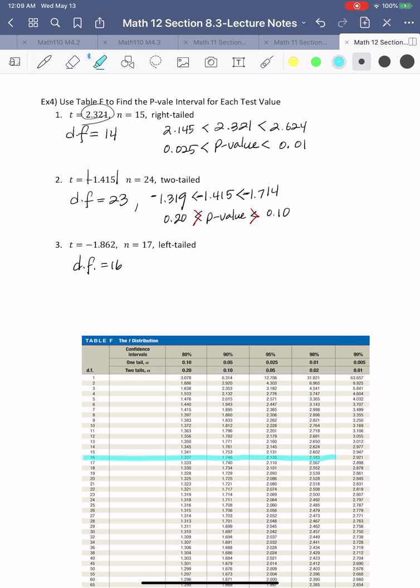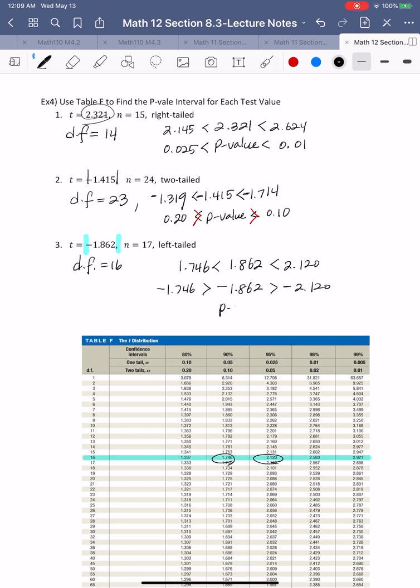Okay. Then I'm looking for the absolute value of that, 1.862. It's going to be between 2.120 and 1.746. But this is a negative, so you can put a negative here. So negative 1.862 is between negative 2.120 and negative 1.746, right? So now this is a p-value, corresponding to the alpha with the left tail.